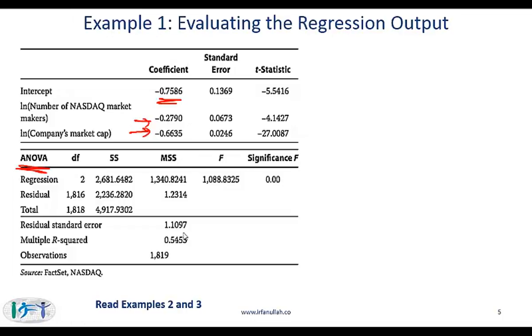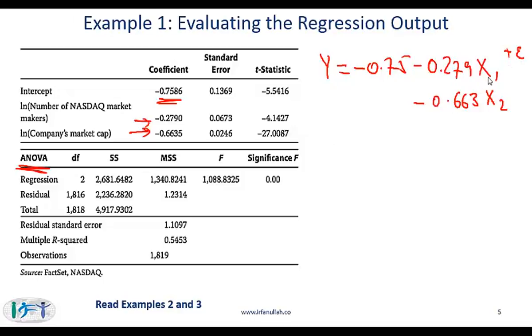Given this, and without looking at anything else for now, can you write out the regression equation? That is going to be Y is equal to minus 0.75 minus 0.279 times x1, and then minus 0.663 times x2. And then there will be an error term. But what's the expected value of the error term? It is 0. So this is your regression equation.